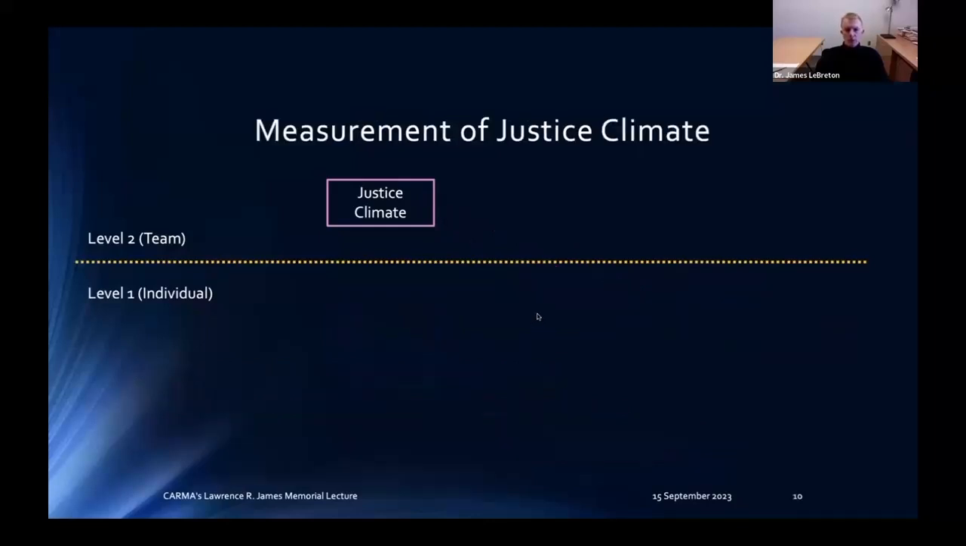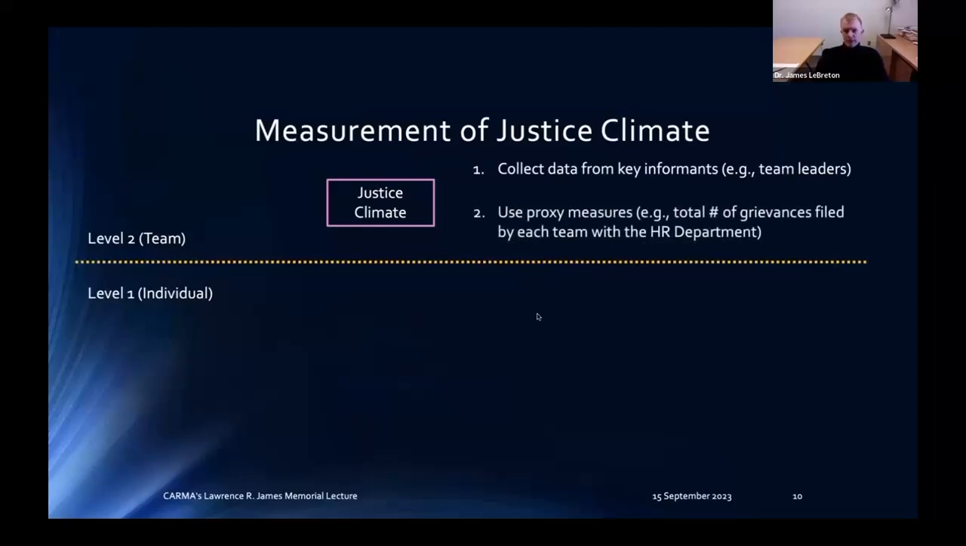And so when it comes to how we would go about measuring climate, we could always go and collect data from key informants. I could just ask the team leaders, is the climate good in your team? Right? There's some advantages of that. There's some disadvantages of that. I could call up the HR department and just say, for these teams, how many grievances were filed over a particular time period, and more objective indicator maybe of issues, problems in the team, but not really directly getting at the perceptions of climate either.